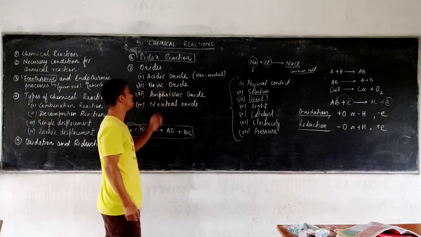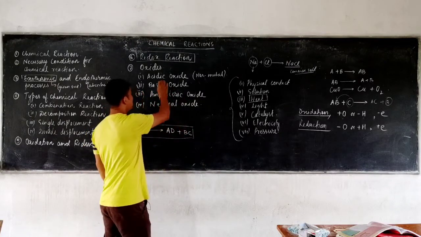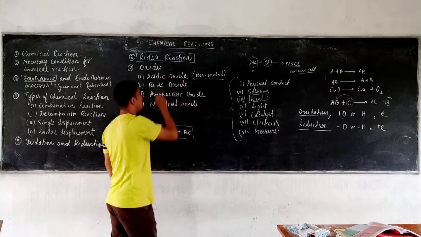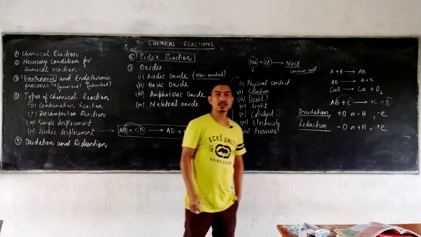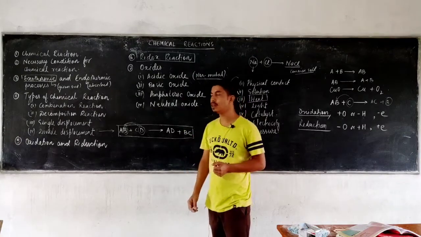Now coming to the basic oxide, what is a basic oxide? First, the non-metallic oxides are known as acidic oxides because when such compounds are dissolved in water, the solution formed is acidic in nature.